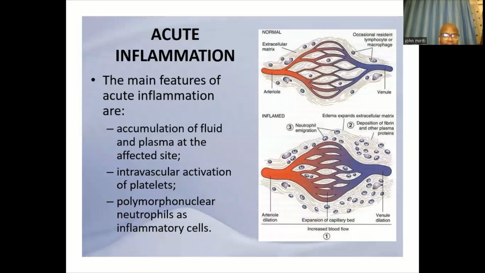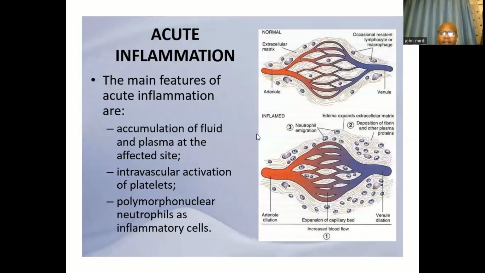Again, there is activation of polymorphonuclear leukocytes, neutrophils, as cells of inflammation, so that they can go and tackle this inflammation process. These polymorphonuclear neutrophils, the other name they are called, is microphages. They are called microphages.